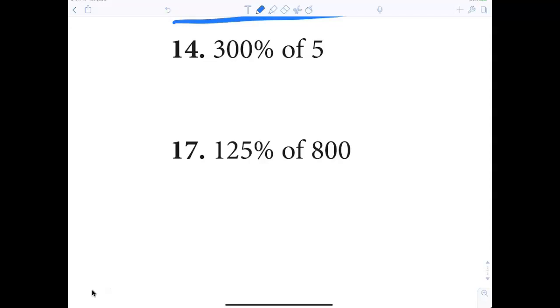Number 14. All right, 300%. Sienna, what does that mean? Do you remember? What's 100%? If I said you got 100 on your test, what does that mean? You got them all right. So 100% means all of it. So what's 100% of 5?